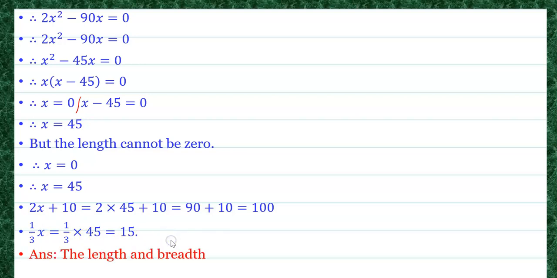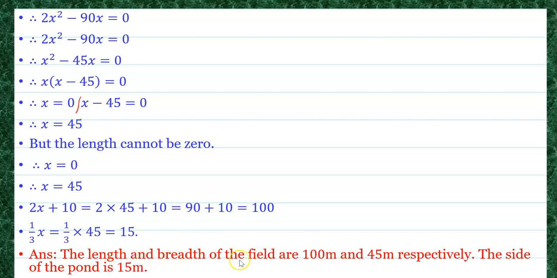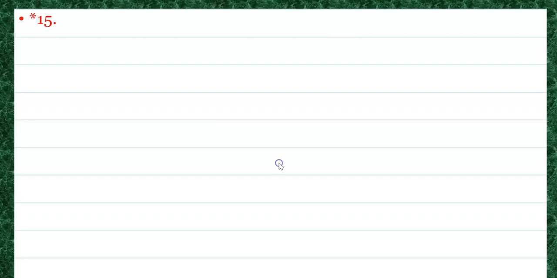Therefore the length and the breadth of the field are: length, what did we get? 100, breadth is 45, and the side of the pond is 15 meters. And this is the answer. Now the next question.